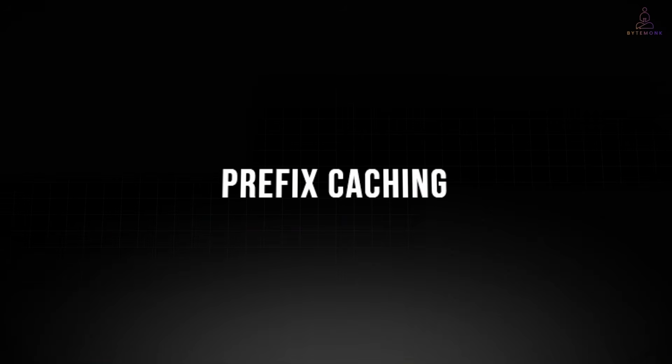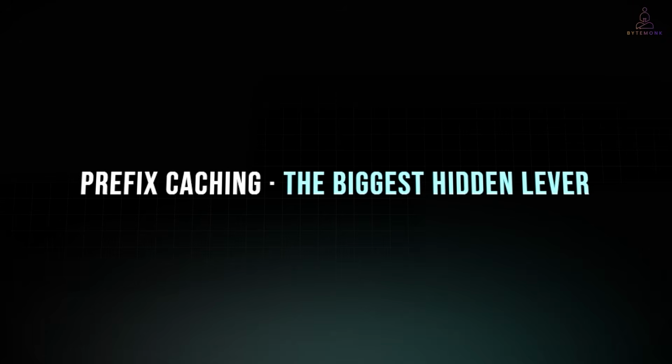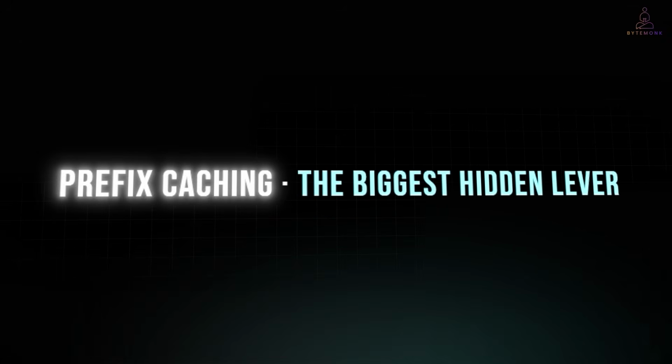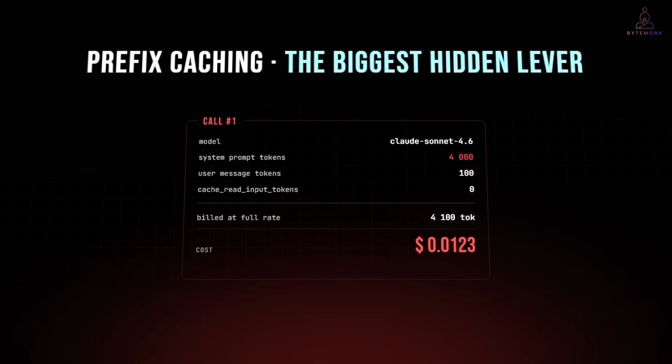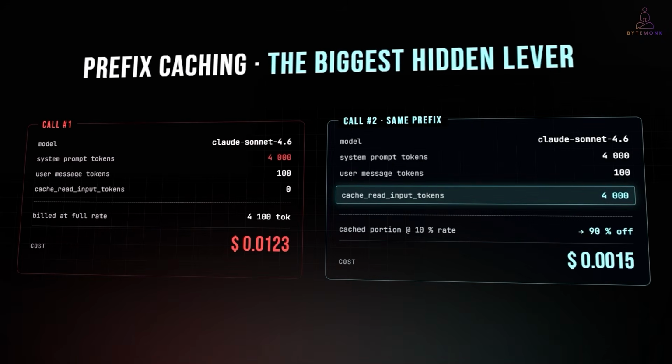Second, and this is one of the biggest hidden cost levers in the entire LLM stack, prefix caching. Most engineers don't even know this exists. The teams that use it often cut cost by 80 to 90%. Here's the idea. Before the model generates a single token, it has to read your entire prompt and do the prefill work. If your system prompt is long, that prefill is expensive. And if you send the same system prompt on every request, you're paying for that same work again and again.